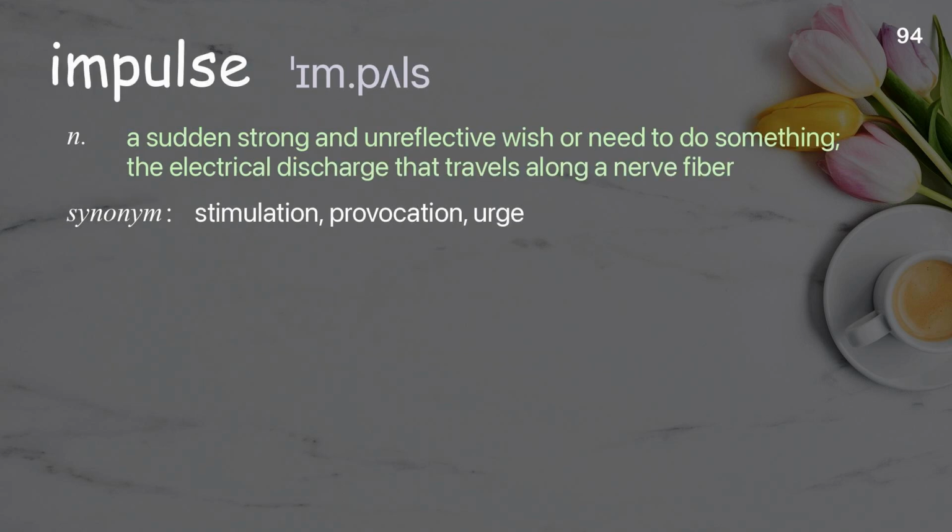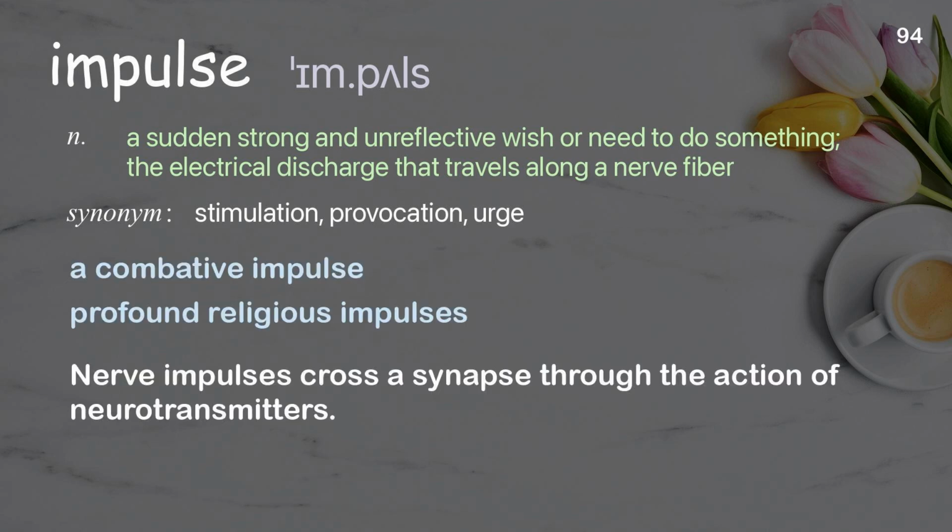Impulse. A sudden strong and unreflective wish or need to do something; the electrical discharge that travels along a nerve fiber. Examples: A combative impulse, profound religious impulses. Nerve impulses cross a synapse through the action of neurotransmitters.